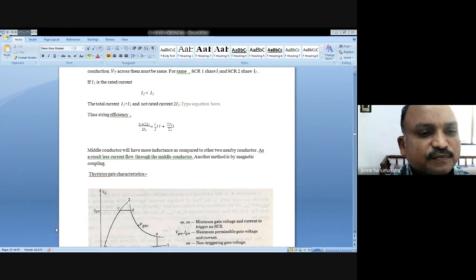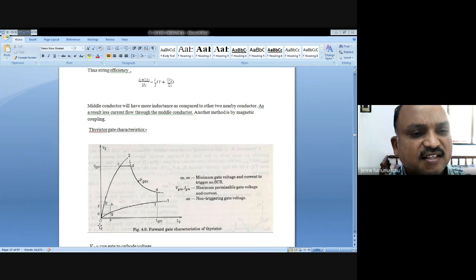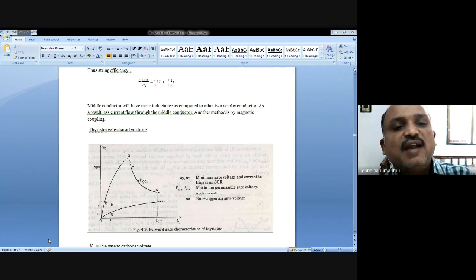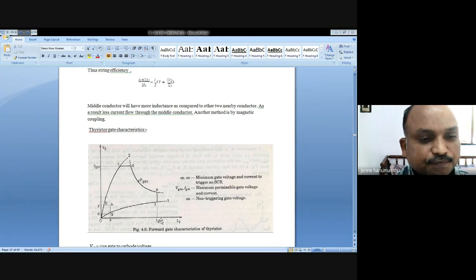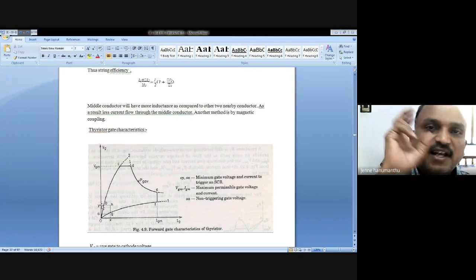Okay. So this is the thyristor gate characteristics. Gate characteristics means how the gate will act based upon the applied current and voltage. So this is the VG and IG, the graph of the gate because of applied current and voltage. And here OX and OY show the minimum gate current and minimum gate voltage to trigger the SCR. So this much current and this much voltage is required for triggering the SCR.